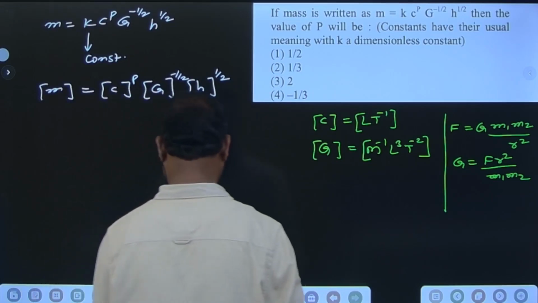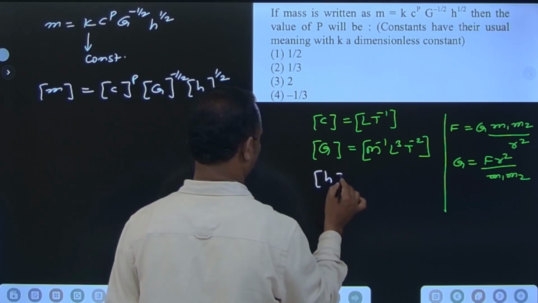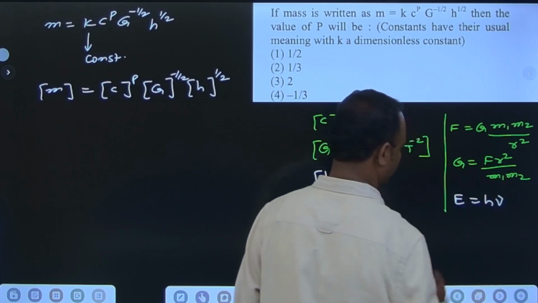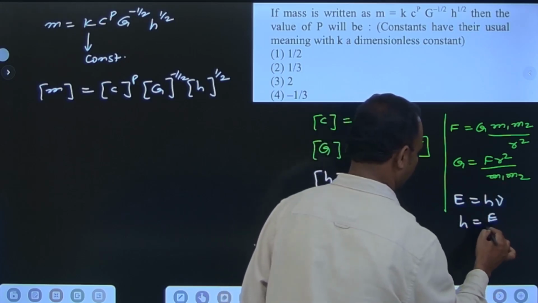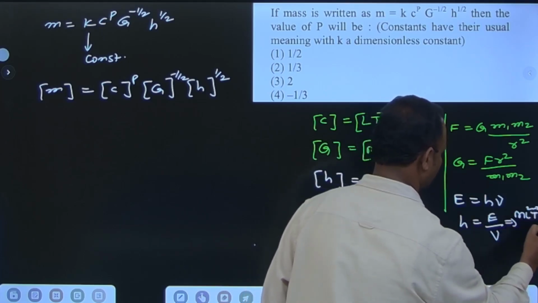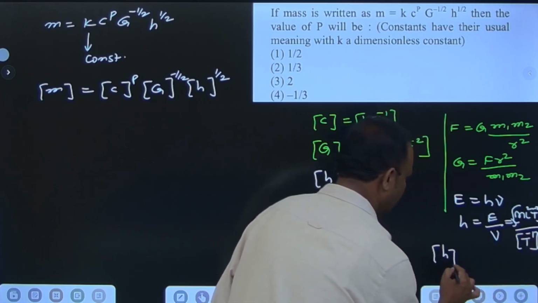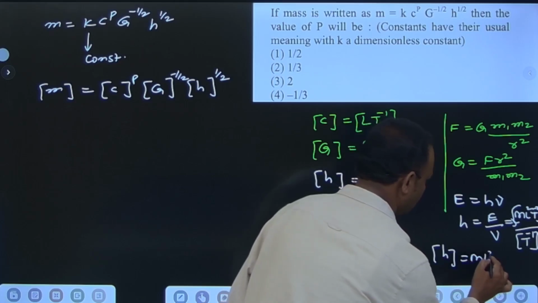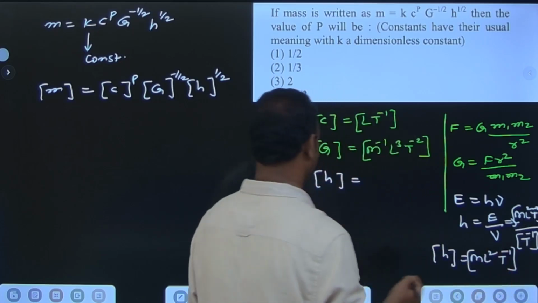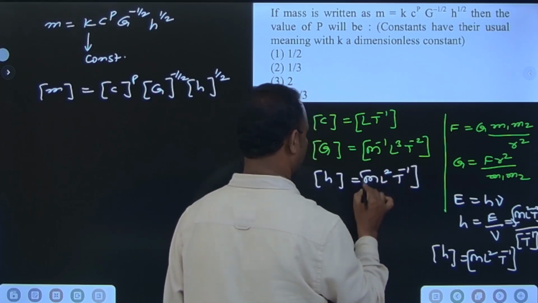Next, I'm writing the dimension formula of H. E is equal to H into nu, so H is equal to E by nu. E is M L square T minus 2, and nu is T minus 1. So the dimension formula of H is M L square T minus 2 plus 1, that is M L square T minus 1. Then we can substitute this.